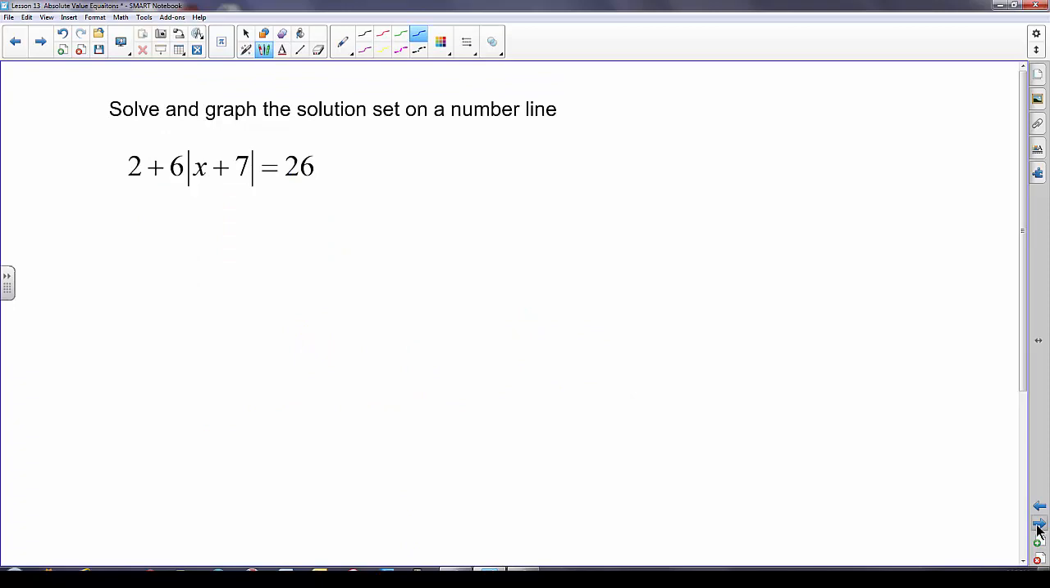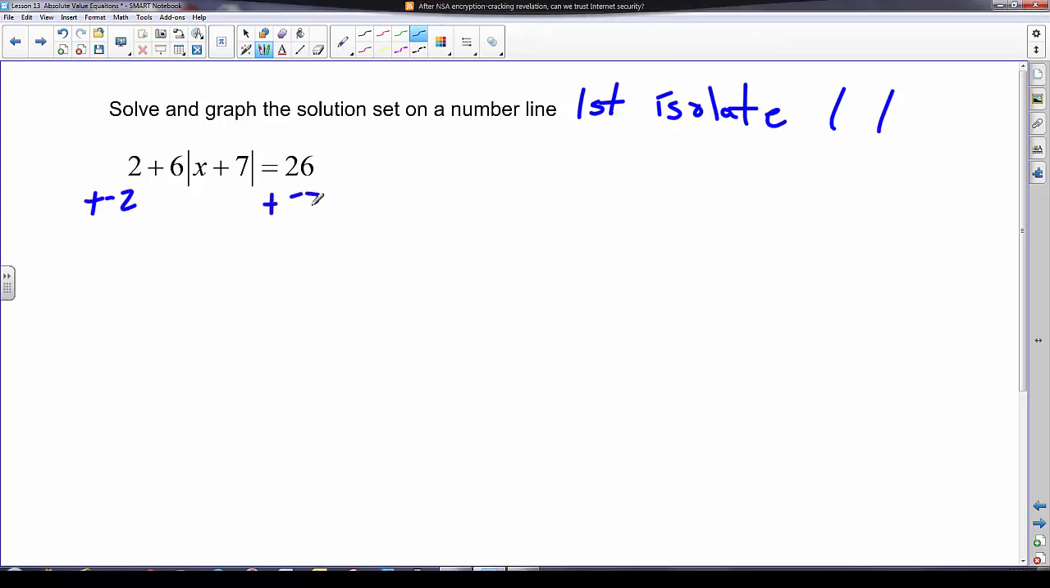Now this problem is a lot different, because you'll notice in all the other problems we had just an absolute value equaling something. This has a whole series of things attached to the absolute value. The first thing we must do is isolate the absolute value. In other words, get it by itself. So you'll notice I have a multiplication here and I have an addition here. What I'm going to do is add a negative 2 to both sides first, giving me 6 times the absolute value of x plus 7 is equal to 24.